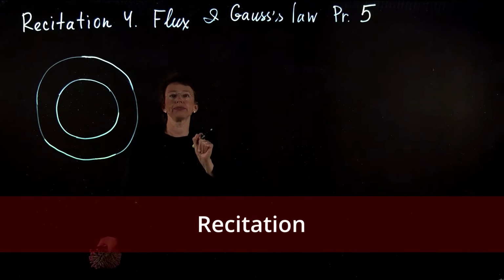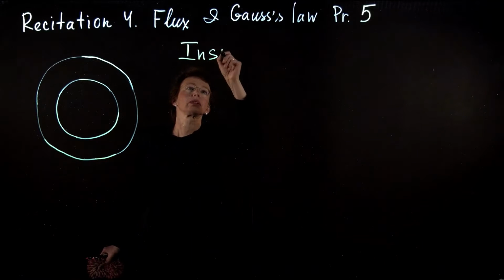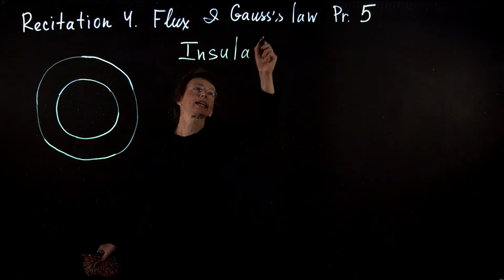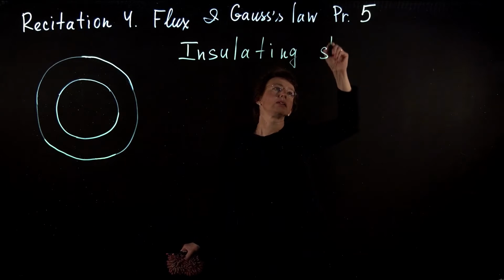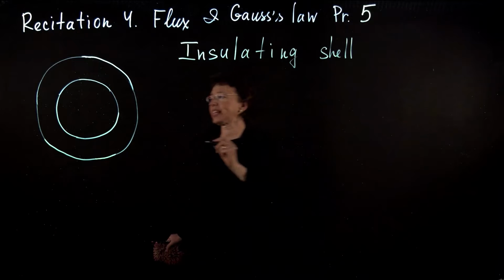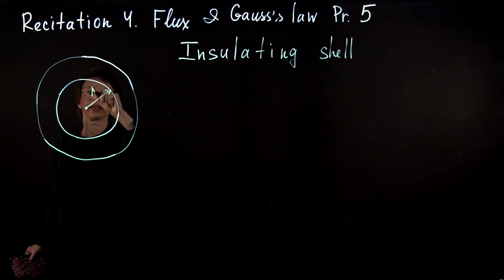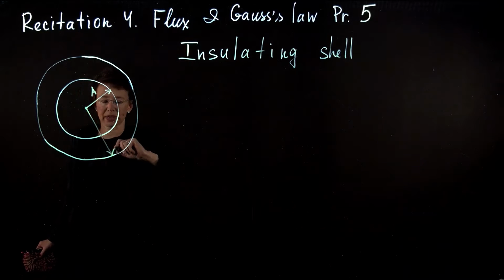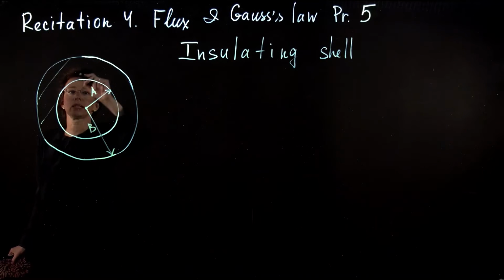For problem 5, we will have an insulating spherical shell with inner radius A and outer radius B. This is insulating material.